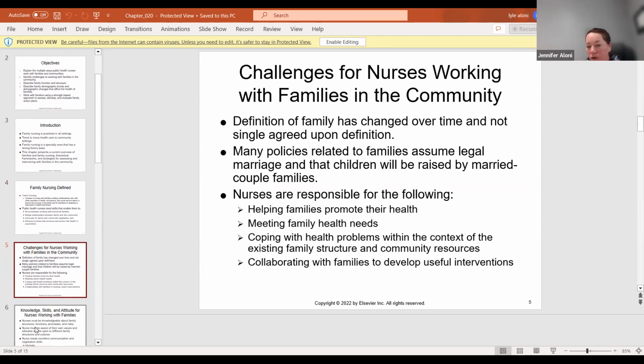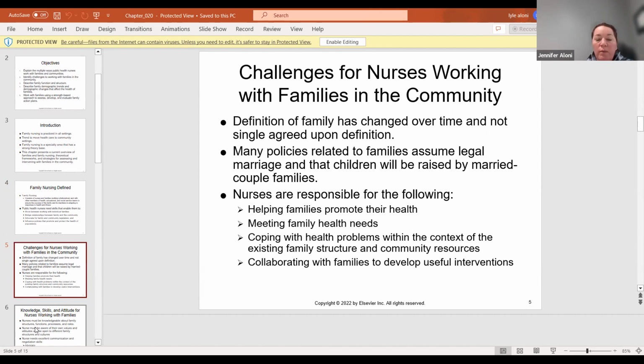The definition of family, as we know, has changed dramatically over time. Not necessarily is it always going to be a man and a woman and a child, or 2 men, or 2 women, or 2 women and 2 children. So we don't really know, and when we go into a family, we don't know who exactly we're going to be encountering.